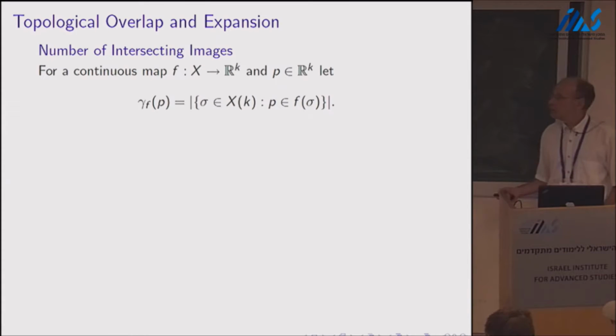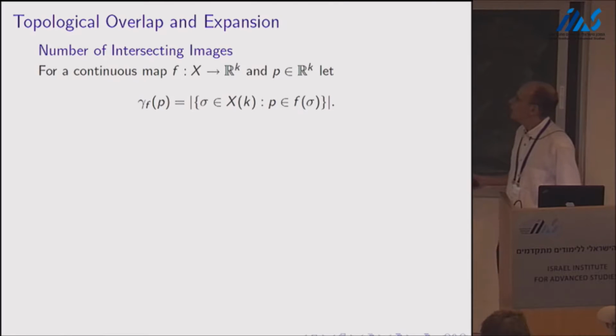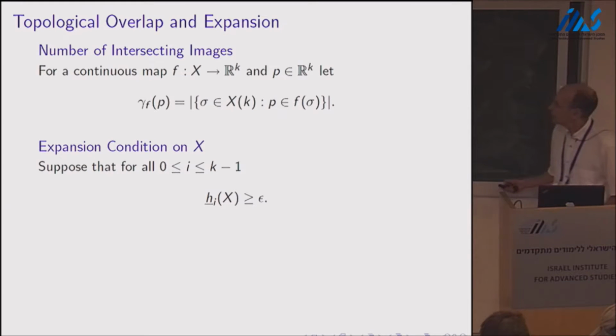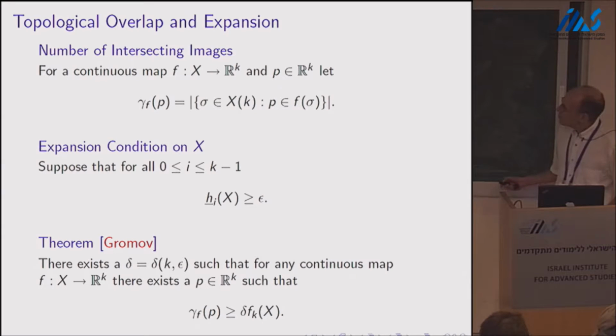Okay, so what is the connection with expansion? So now let's have, rather than the simplex, just an arbitrary simplicial complex. We can assume that it's k-dimensional. And for a point p, let's count the number of k-simplices sigma whose image contains p. And assume that X is expanding in the sense that not only is it k-1 connected topologically, but the h_i of X are all uniformly at least epsilon, where epsilon is some positive constant.